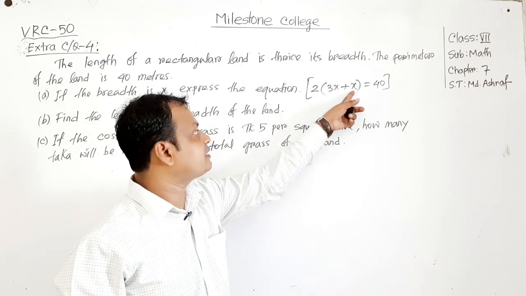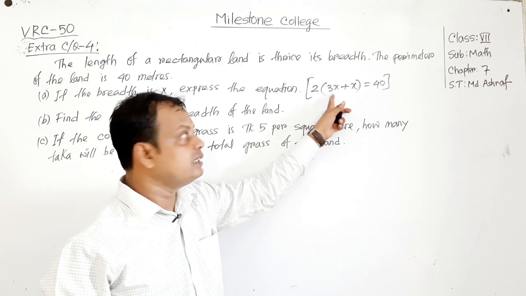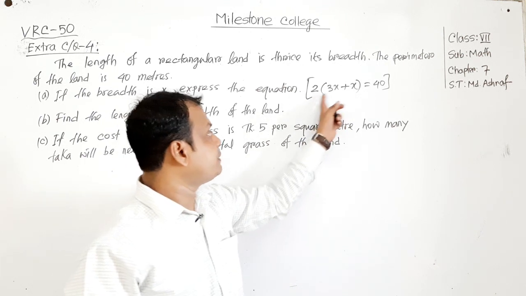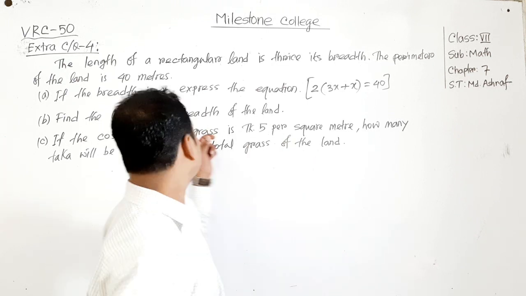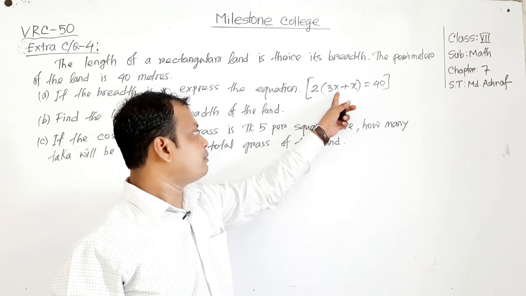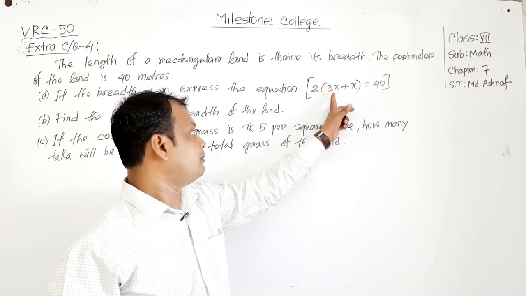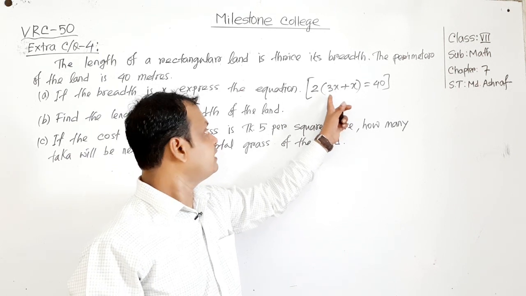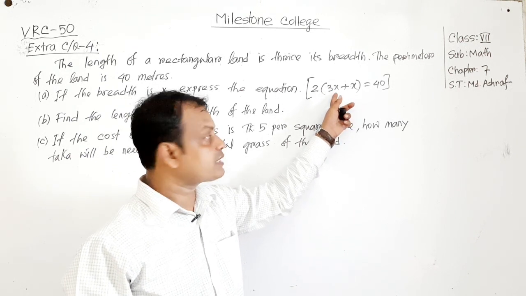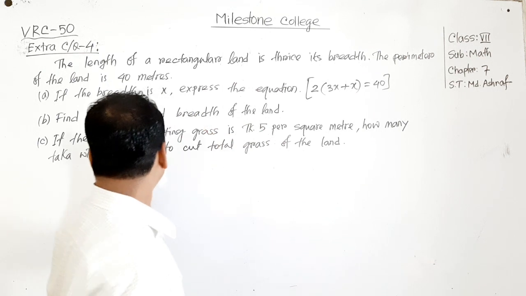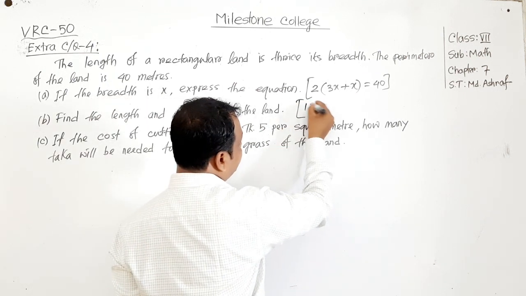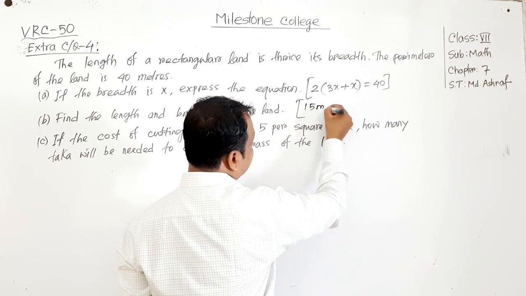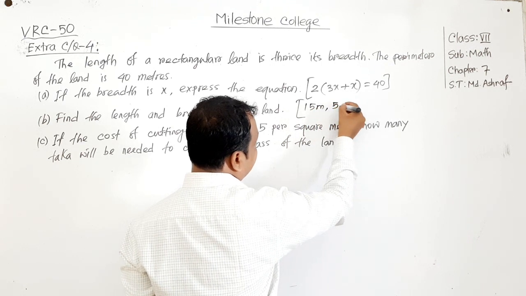So this is the length, this is the breadth. If we simplify this equation and find the value of x, then that will be the breadth. And if we multiply 3 and the value of x, we will get the length. So in this way we will get the length and breadth, and the result will be: length will be 15 meters and breadth will be 5 meters.